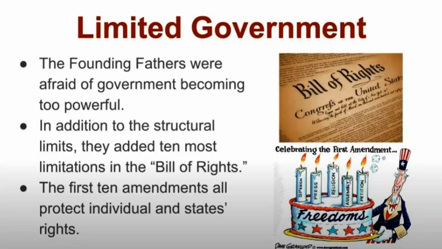That brings us to the all-encompassing view of limited government. Whenever you're talking about checks and balances and separation of the branches, that is all under the idea of limited government. The founding fathers were afraid that government would become too powerful, so they were more concerned about this than the alternative, weak government. So they put in place all those structural limits which we have just talked about: checks and balances, federalism. But they also added, very shortly after the Constitution was written, the Bill of Rights.